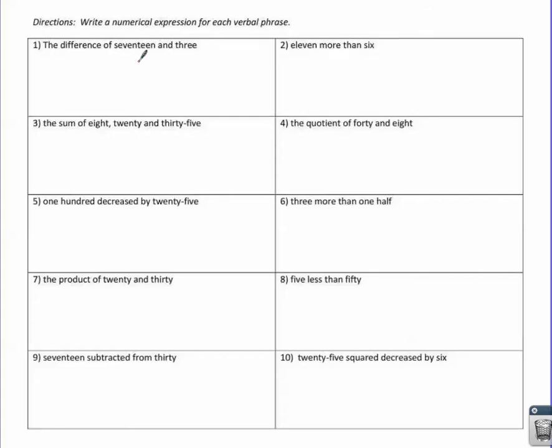Write a numerical expression for each verbal phrase. The difference of 17 and 3. You want to work from left to right. So difference, you know, is subtraction. 17 comes first and then 3. So the difference of 17 and 3.